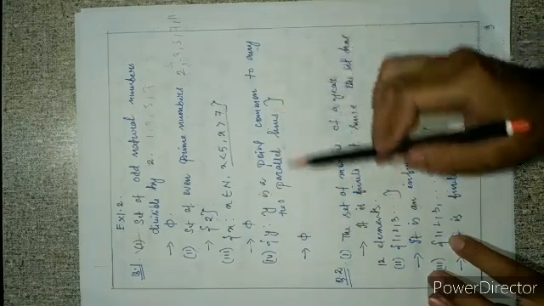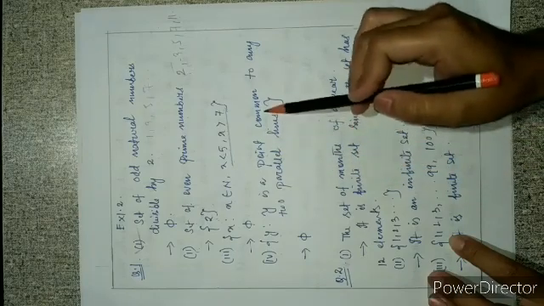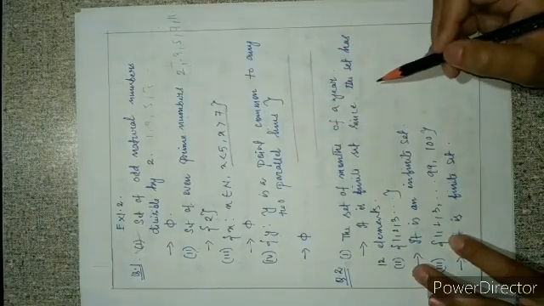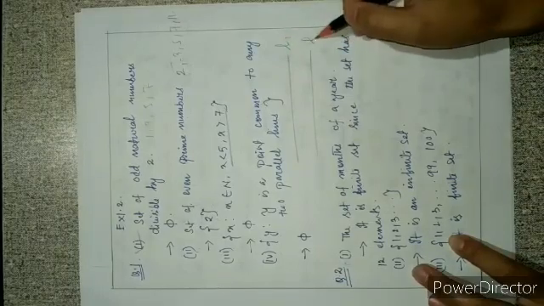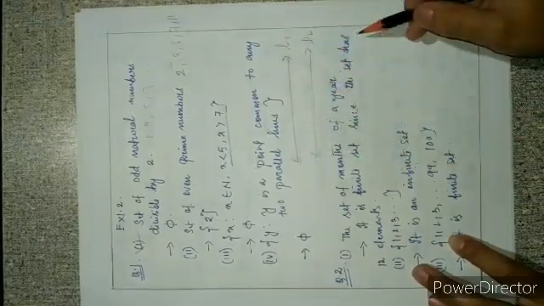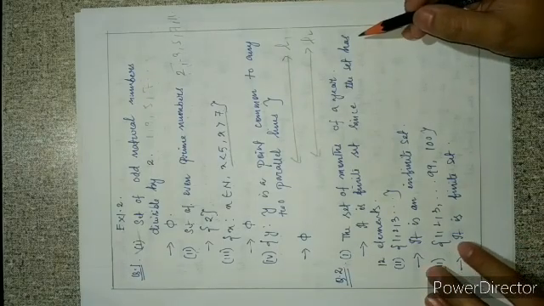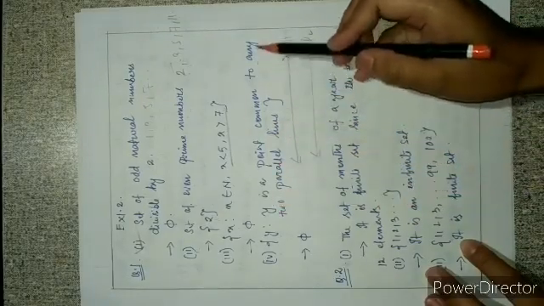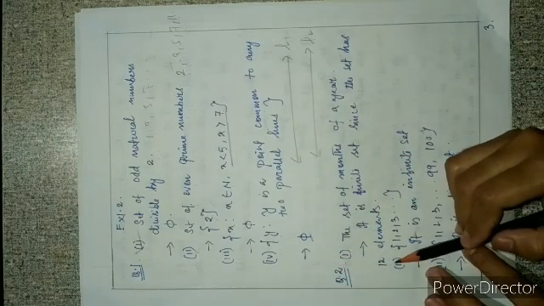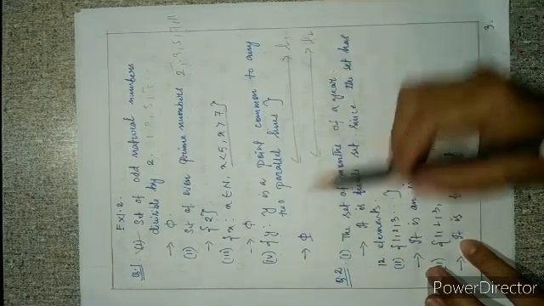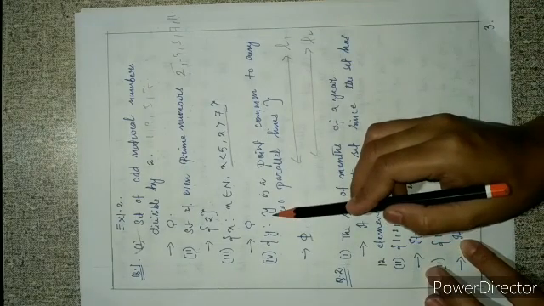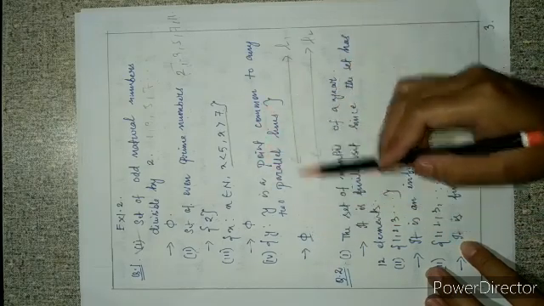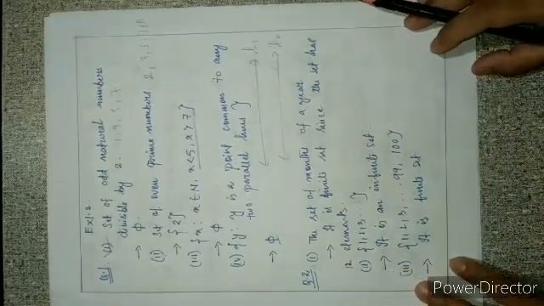Roman number 4, y. y is a point common to any two parallel lines. First draw any two parallel lines. If the two lines are parallel, then there is no common point in between L1 and L2. So there is no point common to any two parallel lines, and this set consists of no elements. It is denoted by phi, which means the given set has no element, an empty set. Next question number 2.